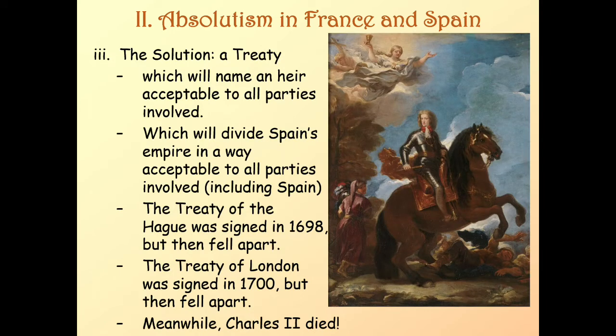The solution, a treaty. A treaty that would name an heir to the Spanish throne that would be acceptable to all parties involved. A treaty which would divide Spain's empire in a way that was acceptable to all parties involved, including Spain. And the Treaty of The Hague was signed in 1698, but then that fell apart. And then the Treaty of London was signed in 1700, but then that treaty also fell apart. And meanwhile, Charles II, the decrepit King of Spain, decrepit because of all the inbreeding, died.